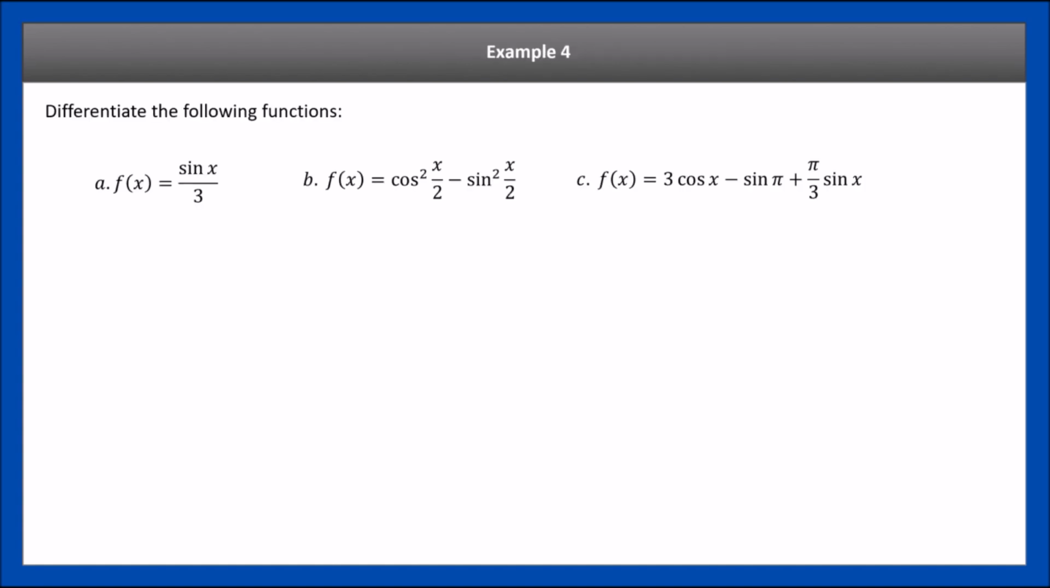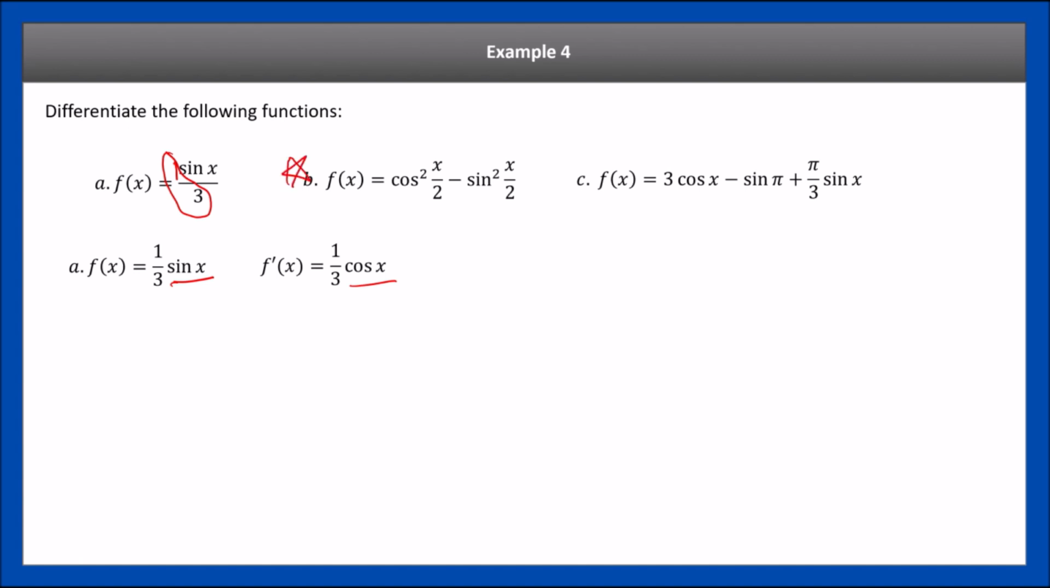All right, so here goes. So example 4, differentiate the following functions. So we got f of x equals sine of x over 3. Remember, this is an invisible 1 here, so this is actually 1/3. So you can actually pull that out. So we're going to pull that out as a 1/3. Then focus on taking the derivative of sine. But the derivative of sine is cosine, so it's just 1/3 cosine. That's it, done.